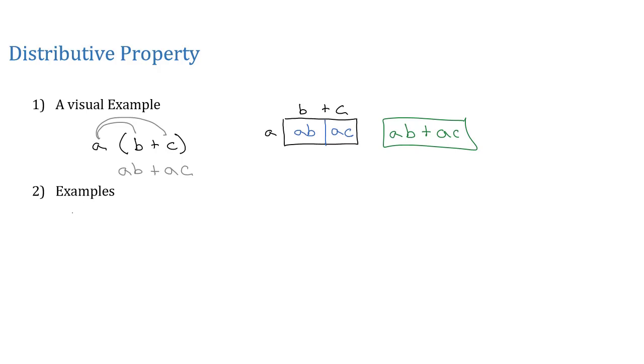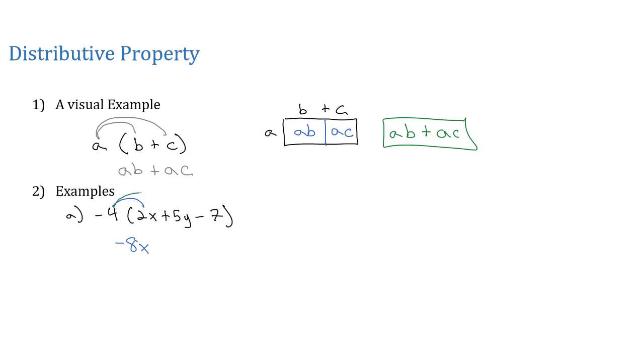Let's take a look at some examples where we do just that. Let's try -4 times 2x plus 5y minus 7. When I've got a number multiplied out in front of the parentheses, it's going to multiply all the way through the parentheses. So we'll do -4 times 2x to get -8x.